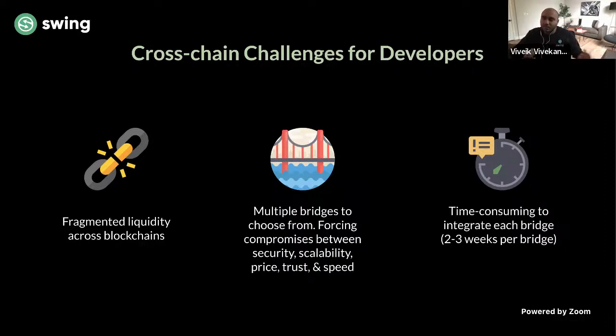Trying to move liquidity from one blockchain to another, whether it's for a token transfer or an actual swap, is not an easy process to do. Developers are usually forced to choose between security, scalability, price, trust, speed. It's usually not straightforward because of all these different factors involved in deciding which bridge to choose. Also, talking to numerous developer teams, over maybe 50 to 100 teams so far, we noticed it's a very time-consuming process to integrate one bridge at a time, typically anywhere from 2 to 3 weeks per bridge just to integrate.